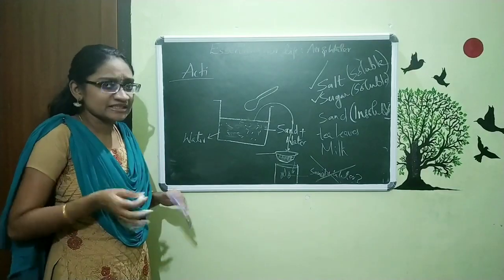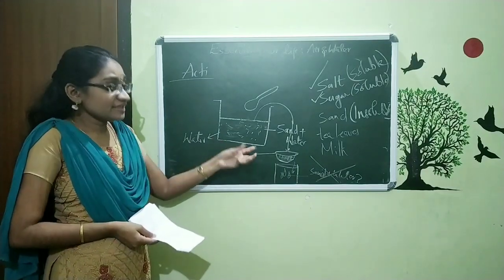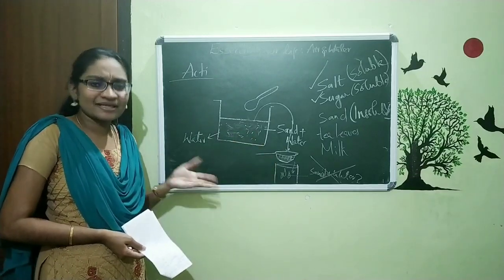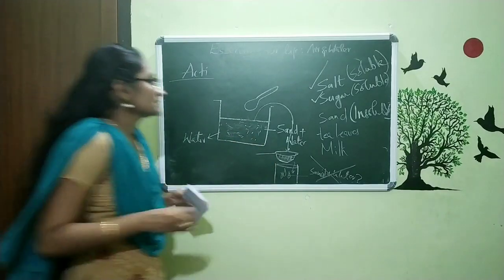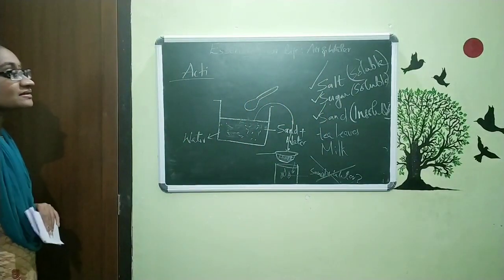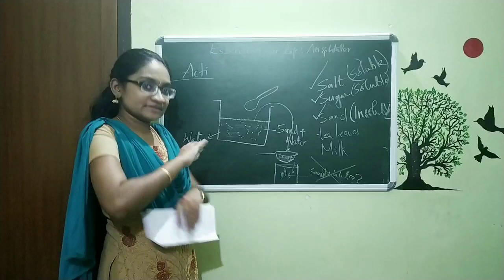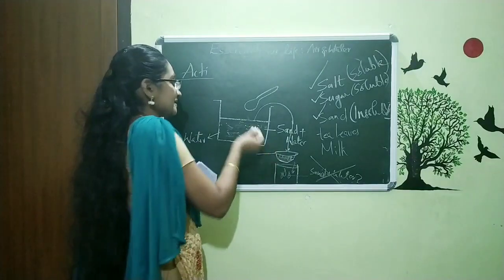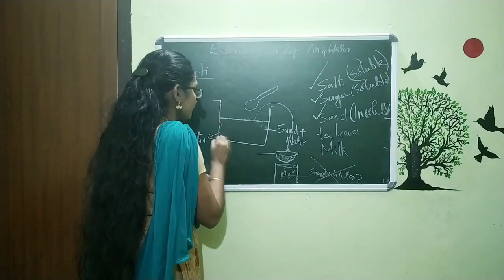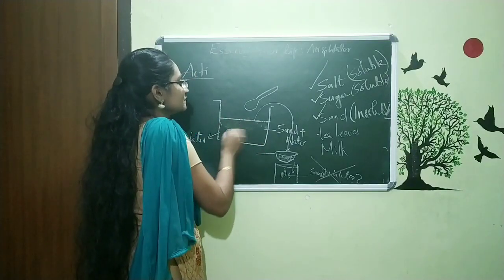That means it is not getting dissolved. And we can separate the sand from water by simply using a strainer. So that's the sand. Now we are taking the tea leaves. Same procedure. We take a spoon of tea leaves and mix it with this water.